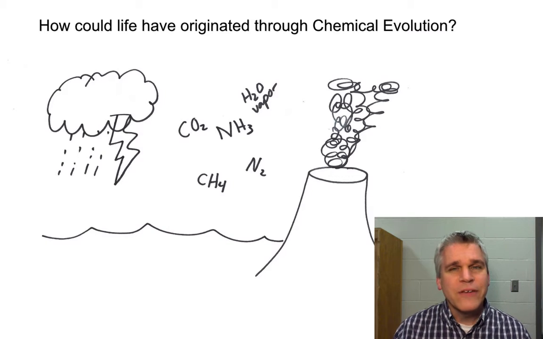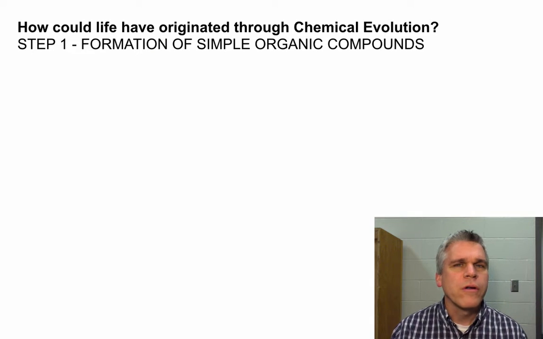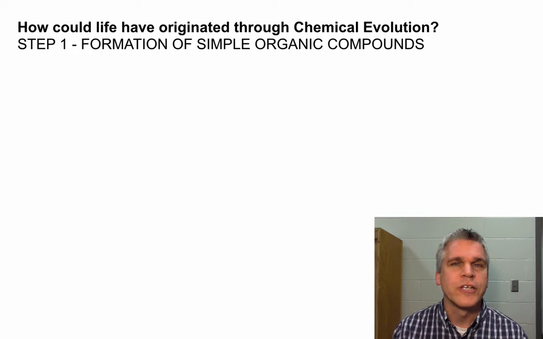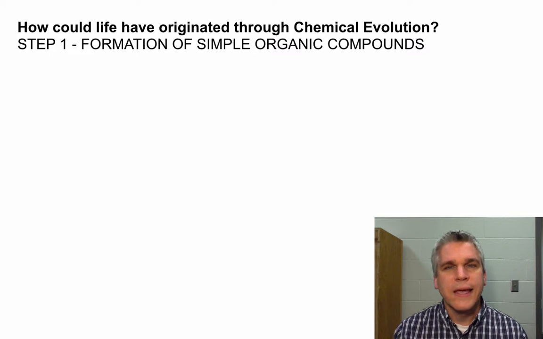Well, there's many different theories on this, and we're not going to talk about all the different theories. We're going to simply take a look at what are the steps that they all agree upon that would have to have occurred in order for those first living cells to have come about. And so this first step is we have to make the simple organic compounds.